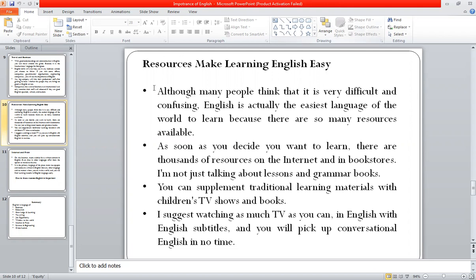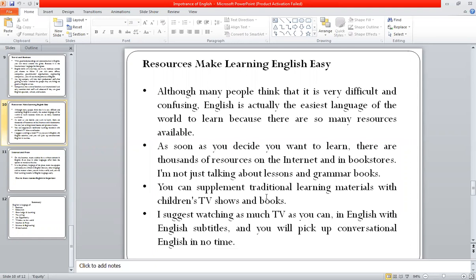You can supplement your traditional learning material with children's TV shows. Children's TV shows like Cartoon Network or Disney programs are there, or National Geographic programs are also there. Animal Planet programs are also there. So there are many children's TV shows and channels. With the help of those channels, you can learn this language easily, because these are channels where they use very easy English.